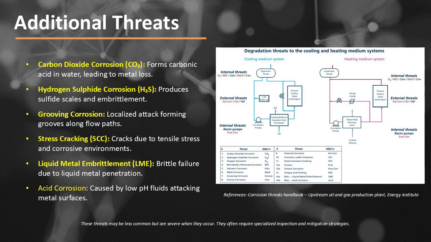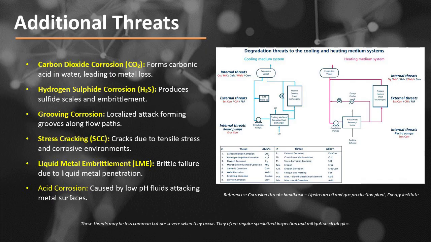Additional threats: these threats may be less common but are severe when they occur. They often require specialized inspection and mitigation strategies. The additional threats that may occur are the following. Number 1 is carbon dioxide corrosion, or CO2, which forms carbonic acid in water, leading to metal loss. Number 2 is hydrogen sulfide corrosion, or H2S, which produces sulfide scales and embrittlement.